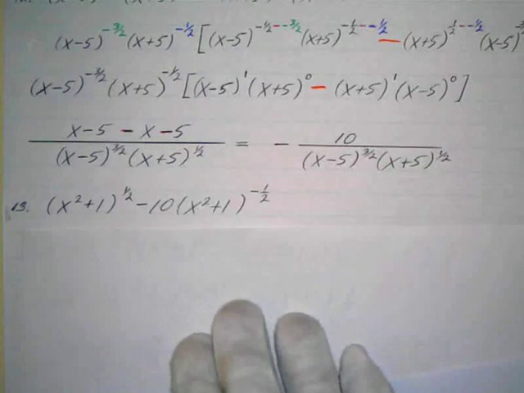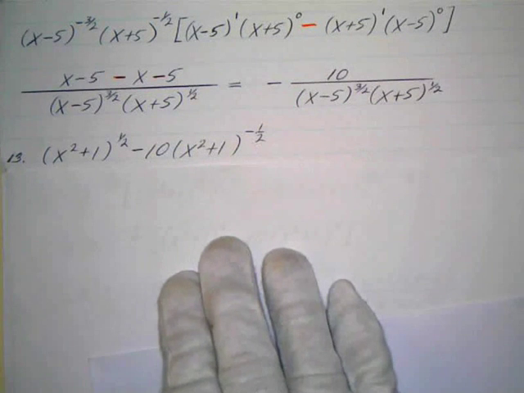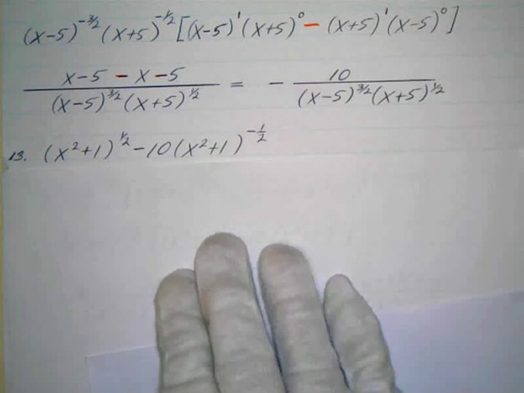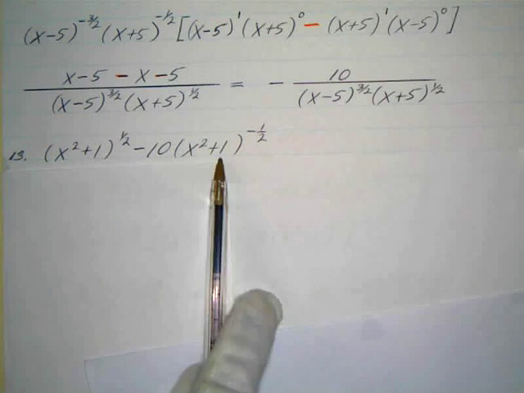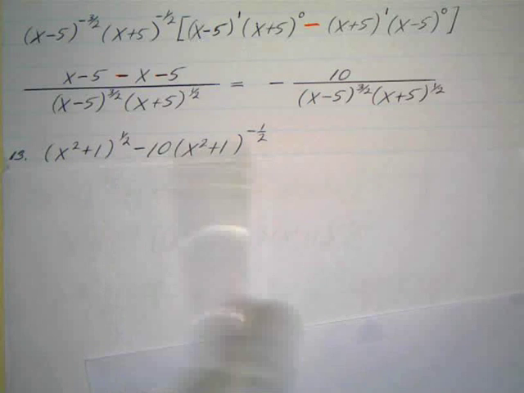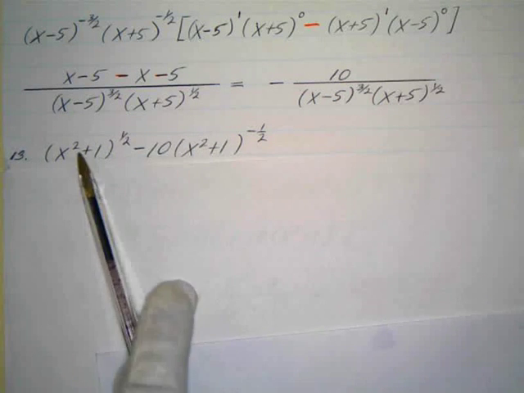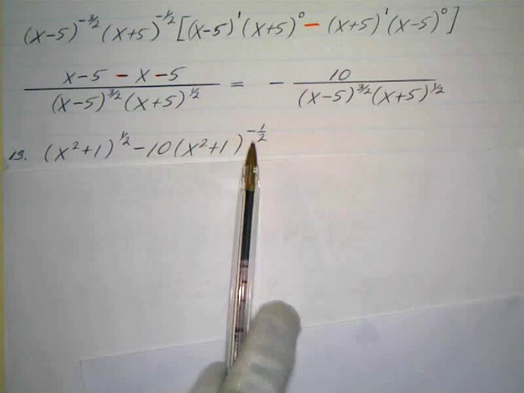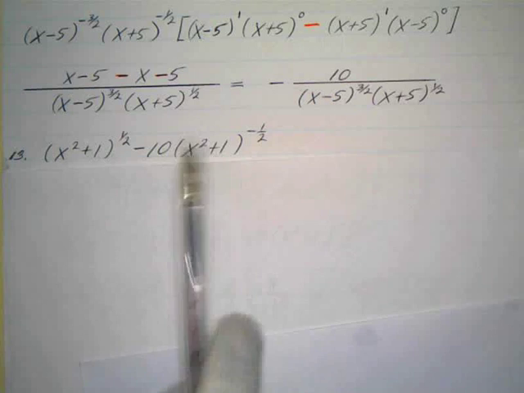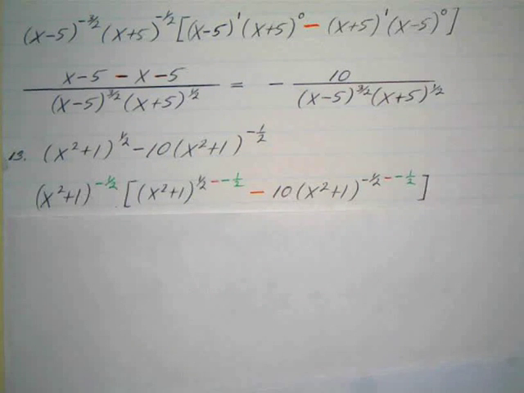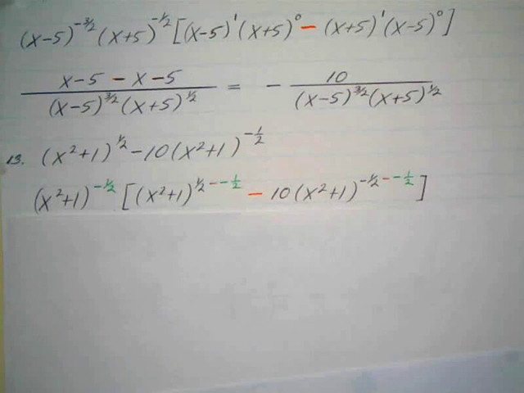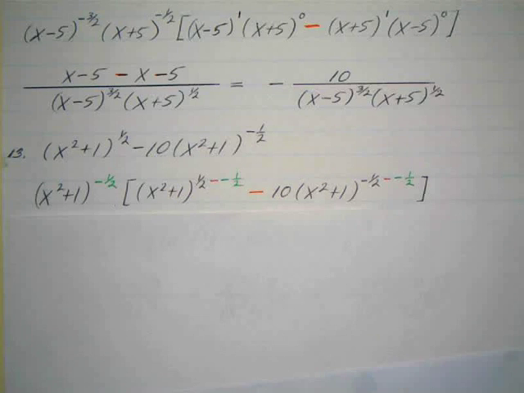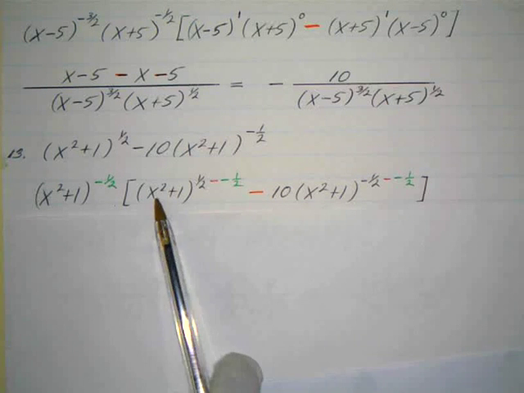Okay, and then number 13. This isn't so bad because we just have one common factor, and that's going to be the x squared plus 1. And again, I've got x squared plus 1 to the negative 1/2, so this is the least power, so this is what I'm going to factor out. x squared plus 1 to the negative 1/2. And once you identify that, you write it out, then everything else is pretty mechanical. Just be careful on these double negatives.